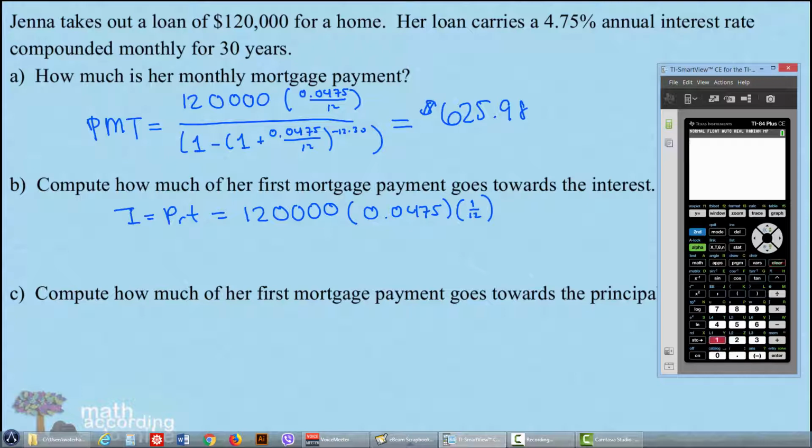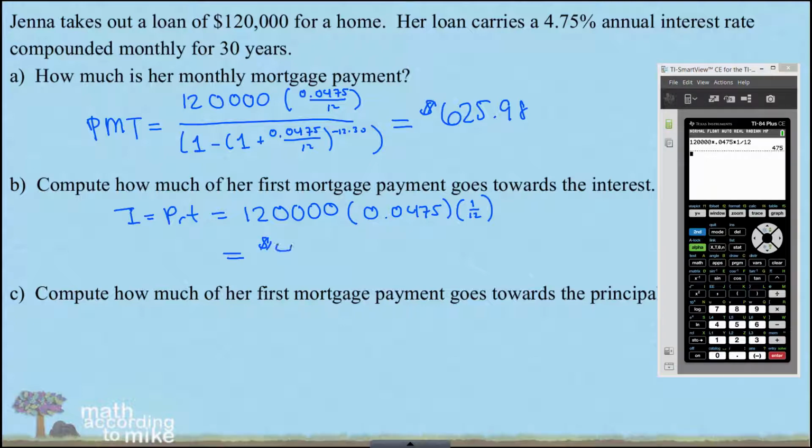All right, let's plug this in. I'll just say times 1 divided by 12. That's fine. Now, keep in mind, she pays $625.98 every month, and we're about to find how much she paid in interest for the first month, meaning that the $625.98 gets broken out into 2 parts, interest and principal. Feel free to cry or scream when we hit enter here.